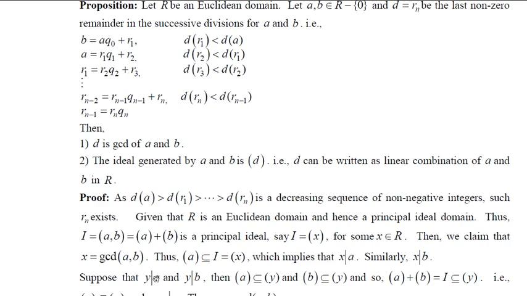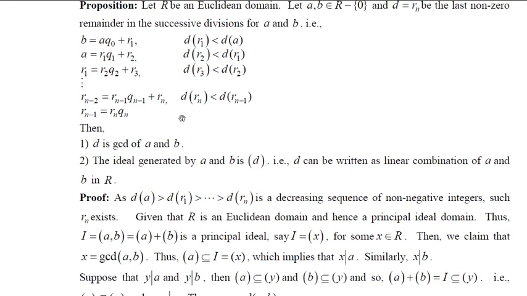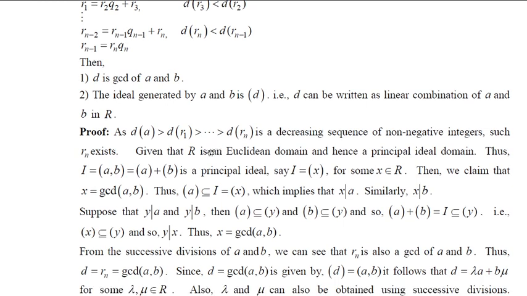So this is the second condition of GCD: if there is any other common divisor, then that common divisor should divide the GCD. So here we are proving that X is the GCD. X is satisfying both the conditions, that X divides A and X divides B, and if Y divides A and Y divides B, then Y divides X. Therefore, X is the GCD of A and B. But we knew that from the successive divisions of A and B, your Rn is also the GCD. Therefore, your X must be equal to Rn. That is, D is equal to Rn, which is the GCD of A and B.